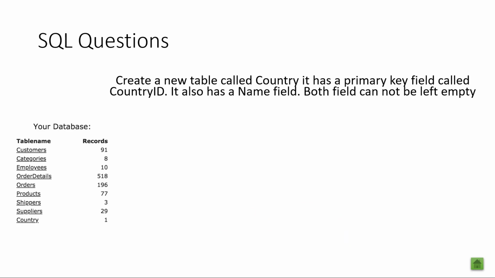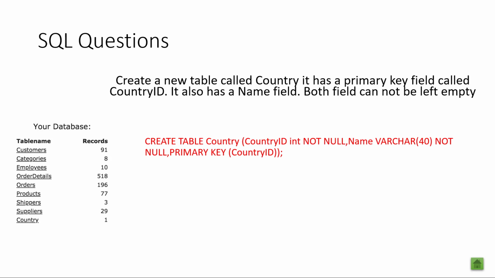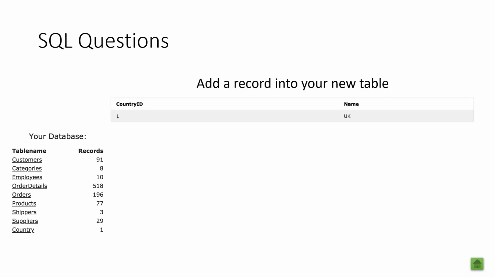All right. Then we start to get into the bigger commands. Create a new table called country. It has a primary key field called country ID. It also has a name field, and both fields cannot be left empty, so you need a not null command in there. And you'd say create table country. Country ID is an integer because it's probably a primary key, and it's not null. Then we have name, which is a variable character of 40 characters, and that's not null. And the primary key at the end is country ID as well.